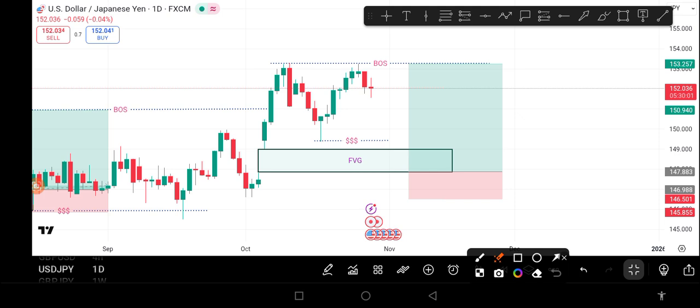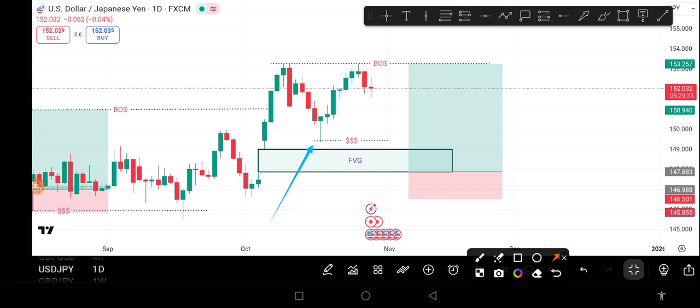For us to say that this is a valid break of structure, number one, it must have a liquidity sweep, or sweep our inducements. Number two, the retracement must be 50% retracement level and below when buying, or 50% and above when you are selling. I believe you understand.